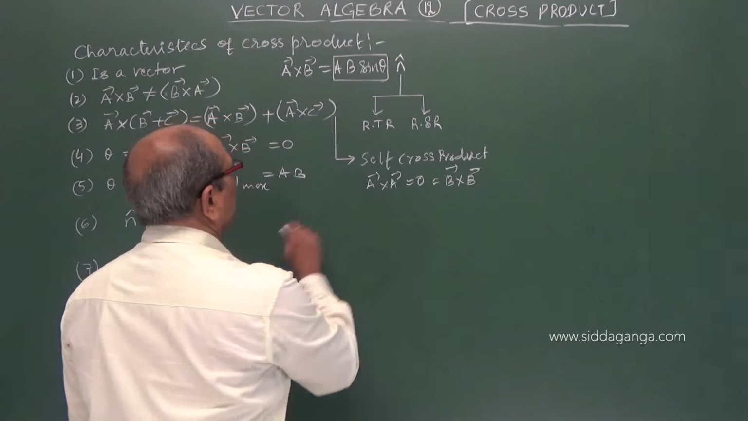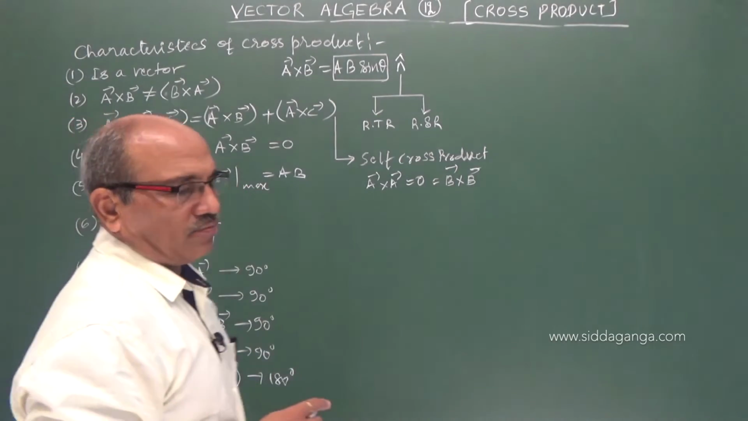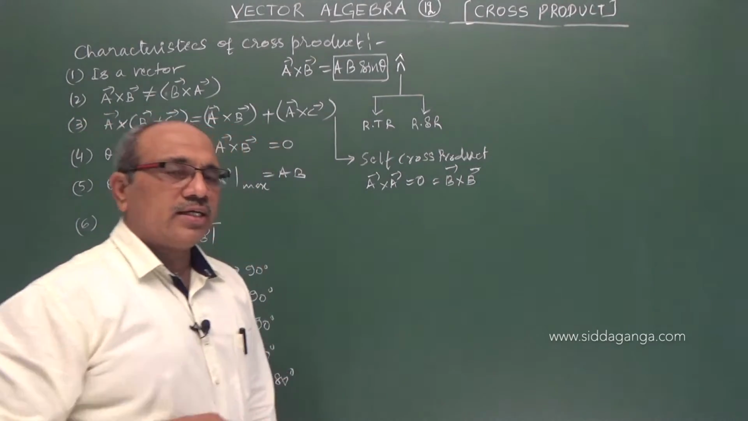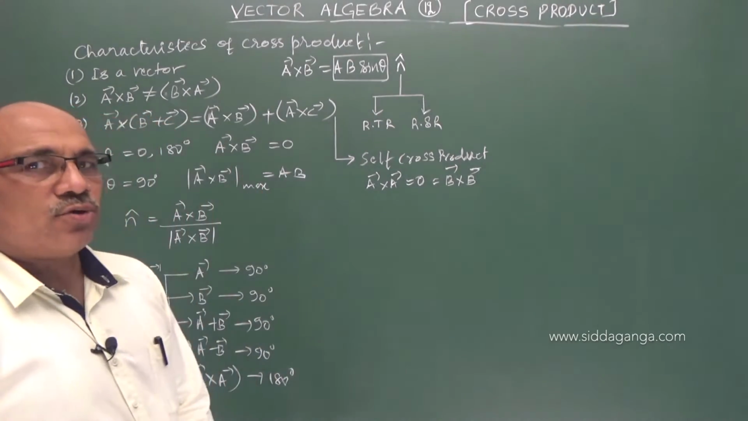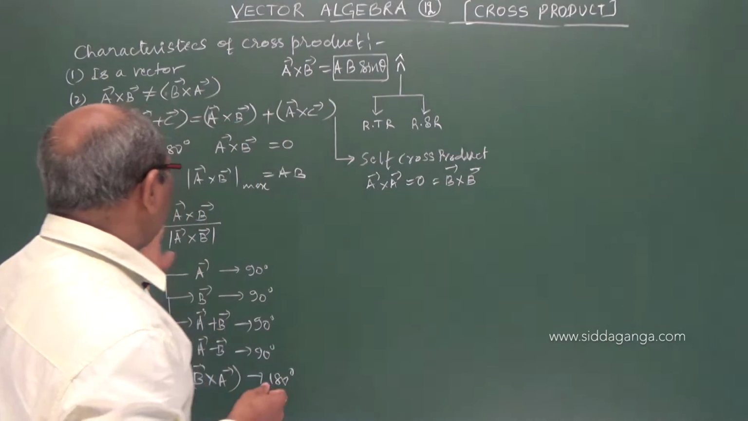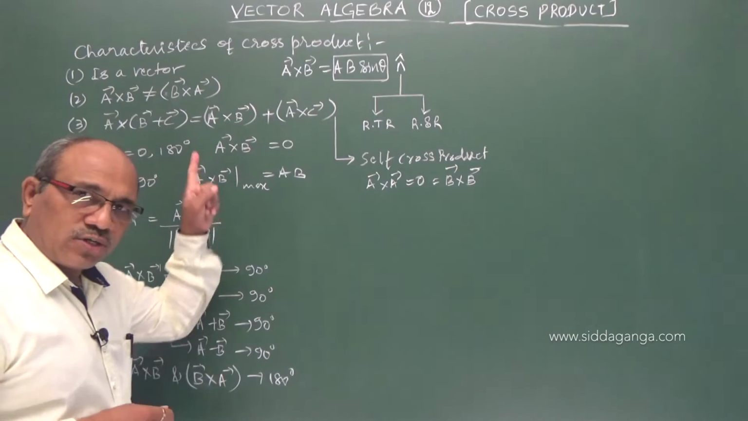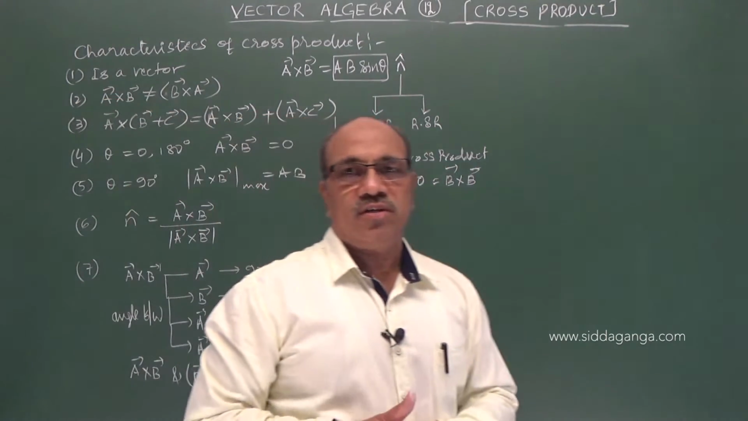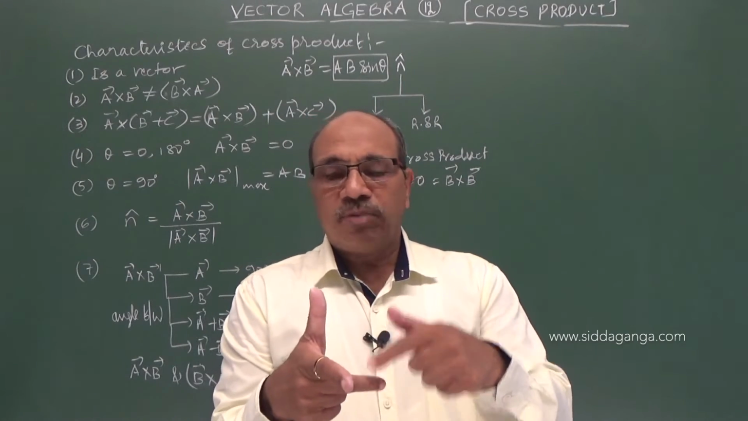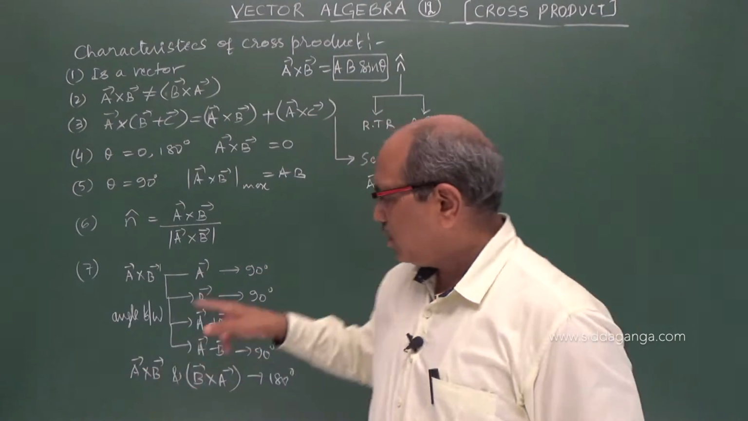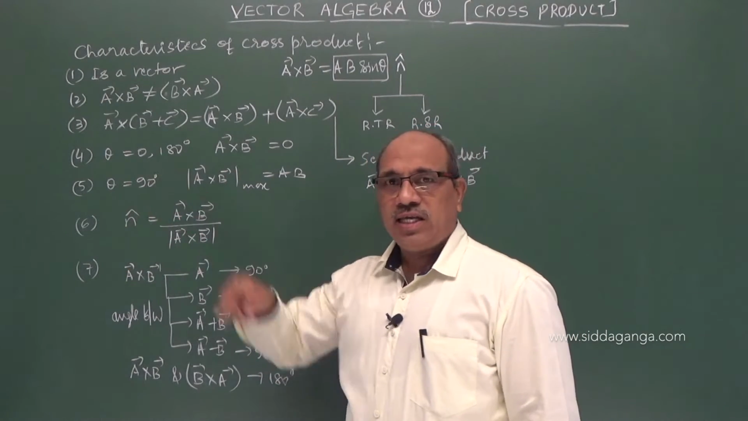And again, you come to know at theta 90, A cross B becomes maximum. At 90 degrees, if the angle between them is 90, then it becomes maximum. I told you if you are asked to find the unit vector which is acting perpendicular to both A and B, you have to use the cross product. If you want the direction, the unit vector perpendicular to both A and B, then you can use A cross B by the magnitude of A cross B, which gives you the value of N.